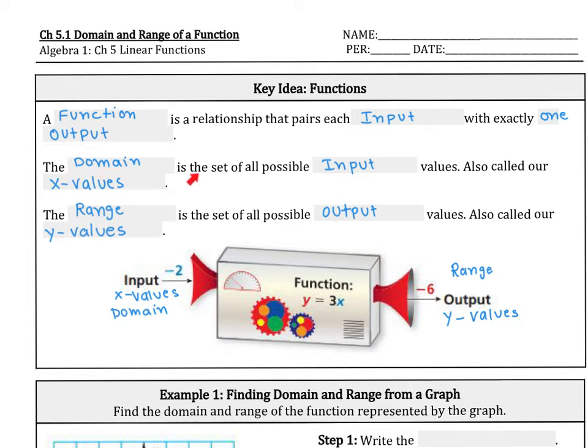The domain is the set of all possible input values, also called our x values. So domain is another name for x values, and the range is the set of all possible outputs, also called our y values. So you can say domain are x values, range are y values. How this works, how they are all related to each other.